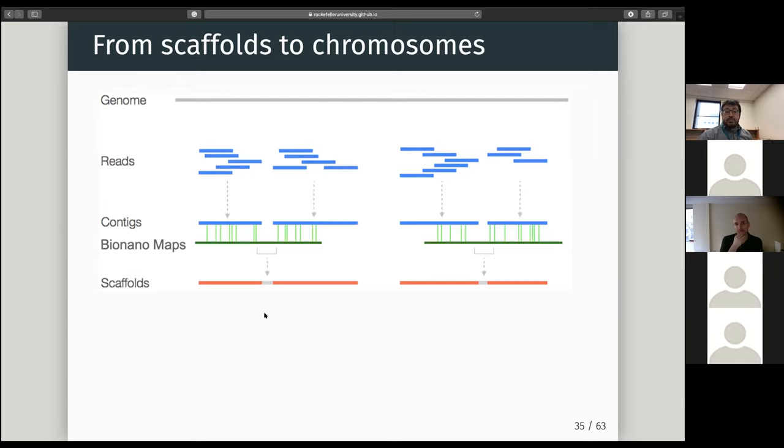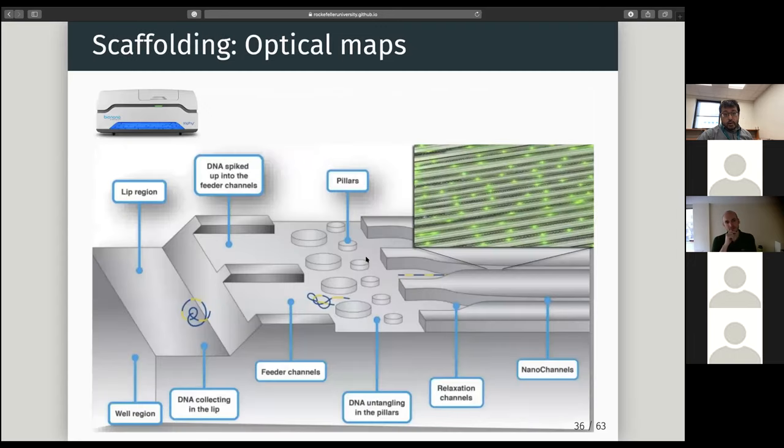One way is to use what they call optical mapping. Essentially, it's technology that will not fill the gap, but will be able to link the contigs together by different sequence specificity or density of some restriction sites. So the most commonly used one is optical mapping. BioNano has created this technology, which is not a sequencer. It's essentially a big microscope.